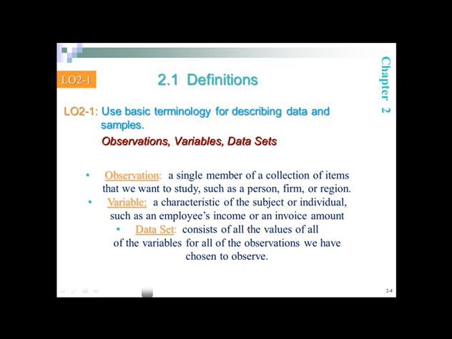A variable is a characteristic of the subject or individual, such as the income or the amount on an invoice. And a data set consists of all the values of all the variables, the observations that we have chosen to observe. So a variable, again, is a characteristic of an individual, and that should be something that we can relate to a population or a sample, when we, on the previous slide, talked about a parameter or a statistic.